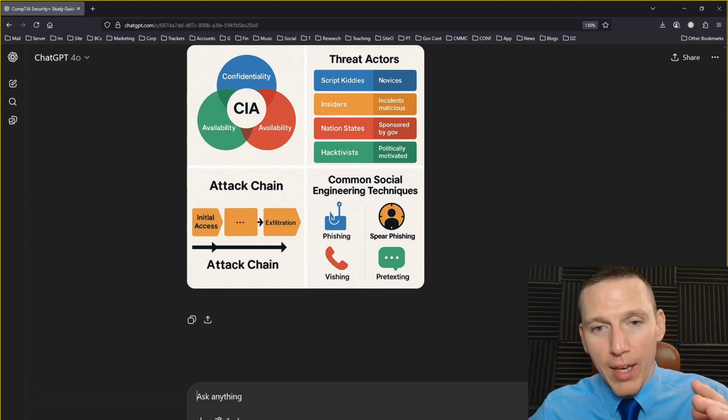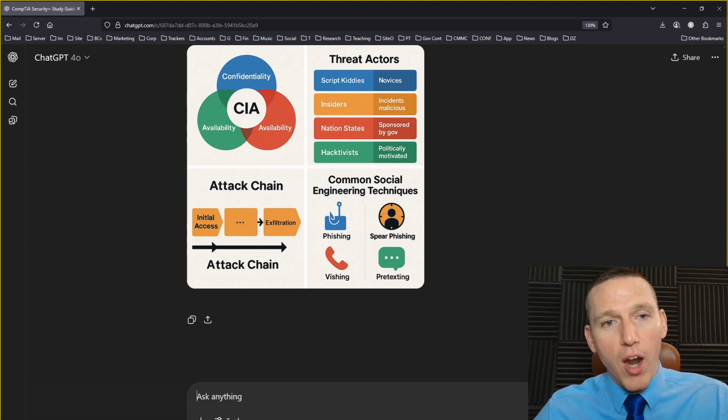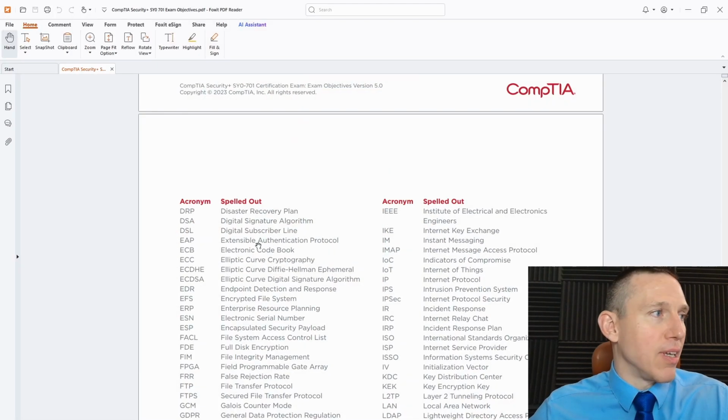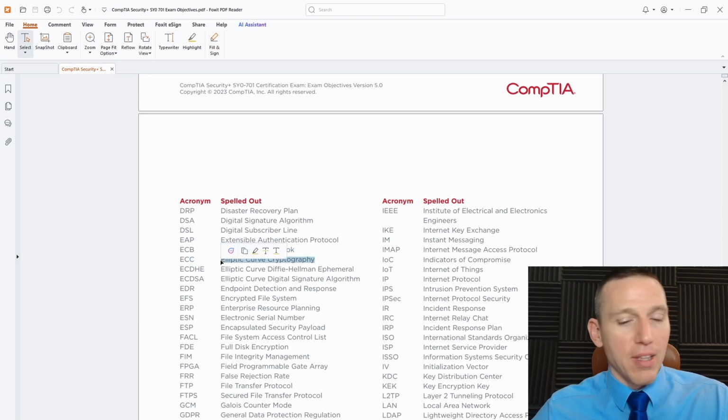But again, if you're trying to use ChatGPT to do studying, I really don't recommend it. Honestly, I don't even recommend it to search for certain terms. You're going to go down different rabbit holes. Sometimes this can be helpful, but you're going to get too much information. So let me show you what I'm talking about.